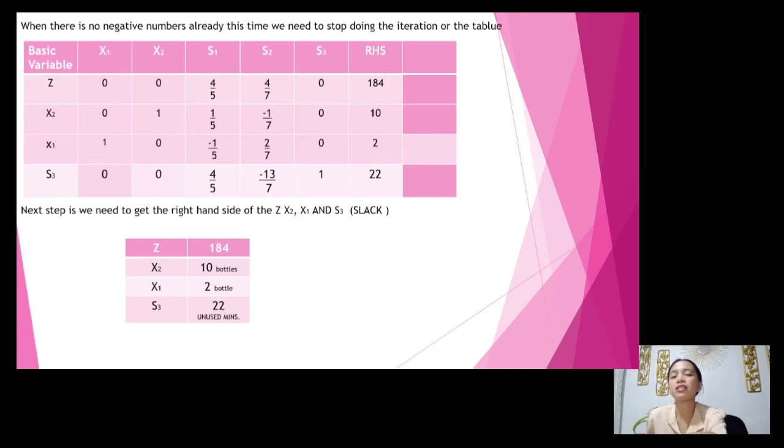So that is our final tableau. When there are no negative numbers anymore, we need to stop doing the iteration of the tableau. Next step is we need to get the right hand side of the z, x sub 2, x sub 1, and s sub 3, which is our slack variable. So z is equal to 184. Then x sub 2 is 10, x sub 1 is 2, s sub 3 is 22.